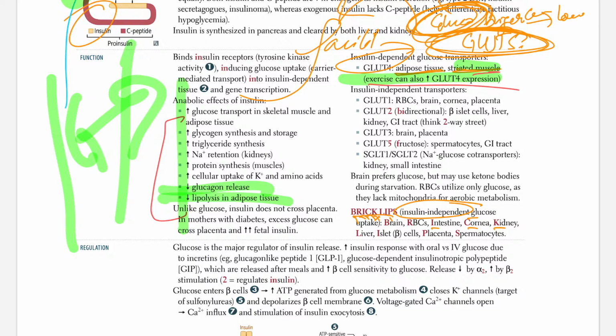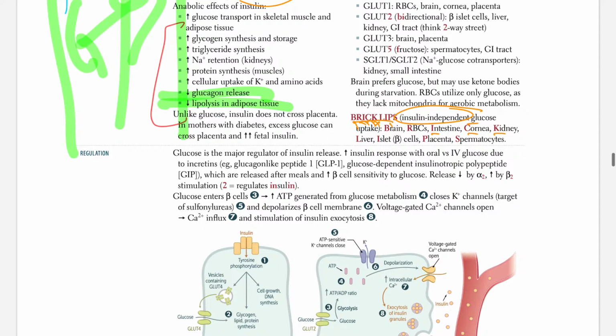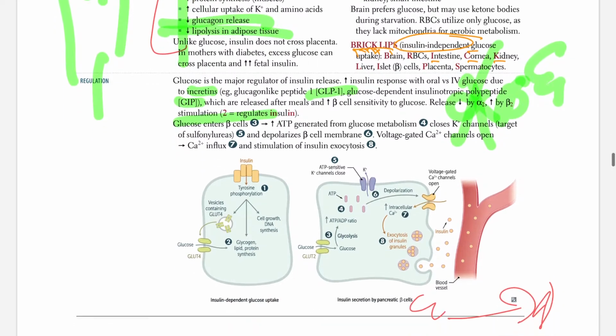And then you have what else? A regulation. Remember the GLP-1s and GIPs. These are incretins. And remember your alpha-2 being dominant. You block this out, the epinephrine is going to work on beta-2, causing an increase in release of insulin.